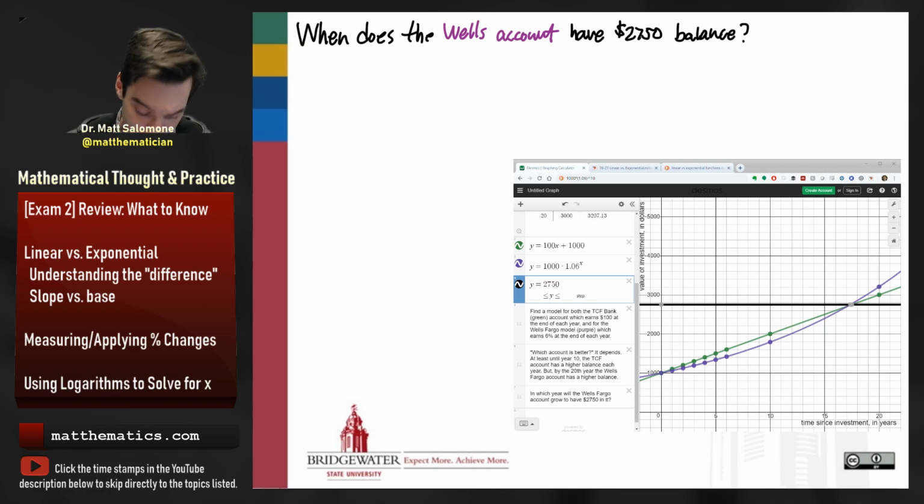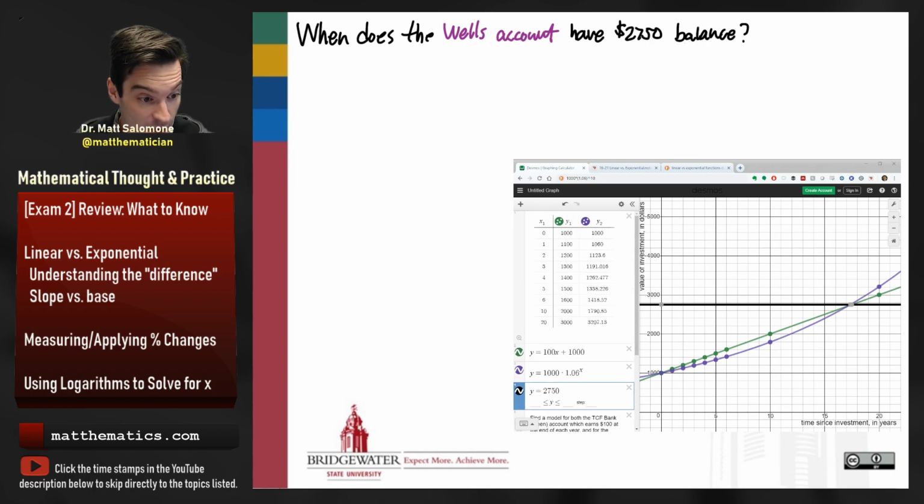Then the first thing to know is that 2,750, because it's a balance on this account, is going to be a value for y, not a value for x, right? Because my y-axis here is what's recording the value of my investments. The x-axis is telling me the number of years since investment. So this is a type of problem where I know a value for y, and what I'm trying to do is find a value for x, because the question is asking me when, right? And the answer to a when question is going to be a number of years. So I know y, and I want to find x.